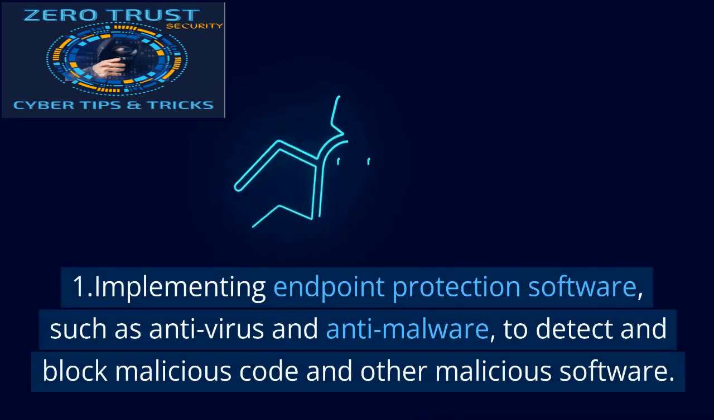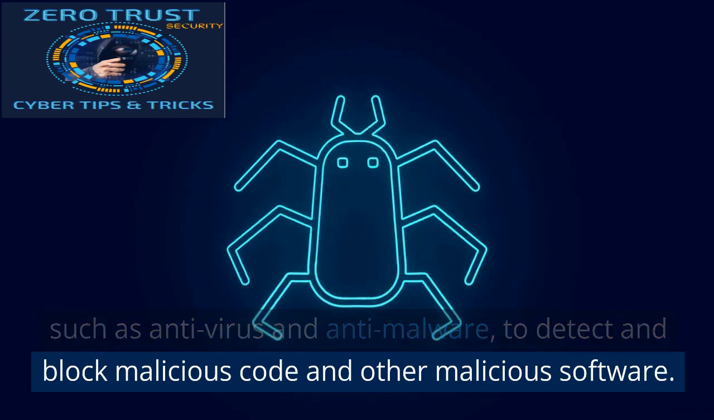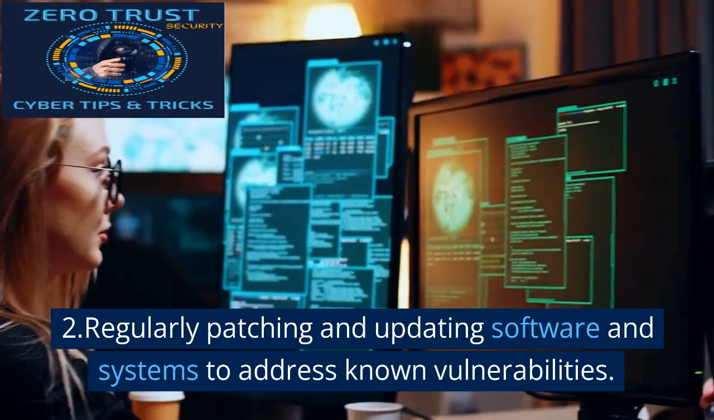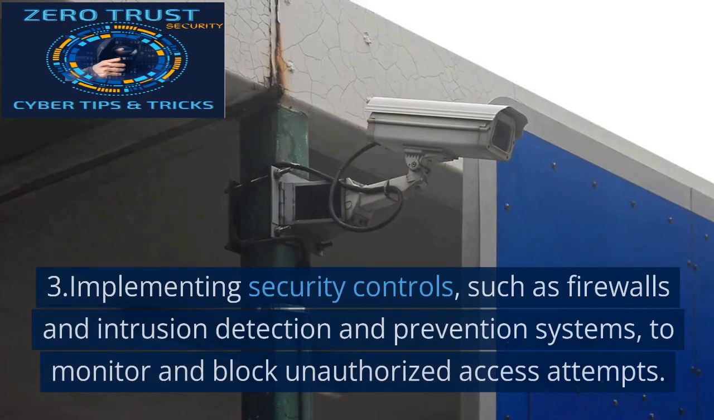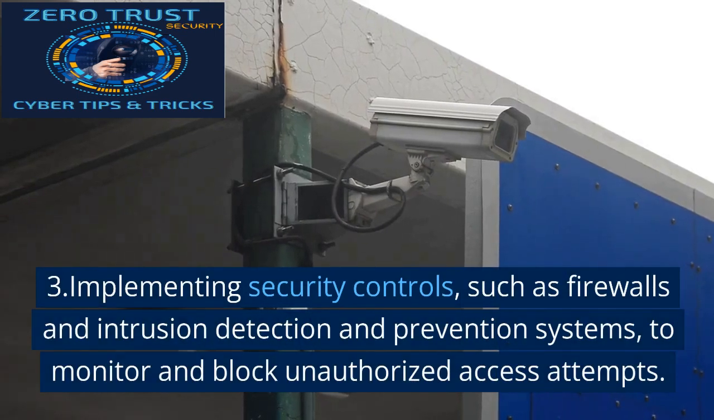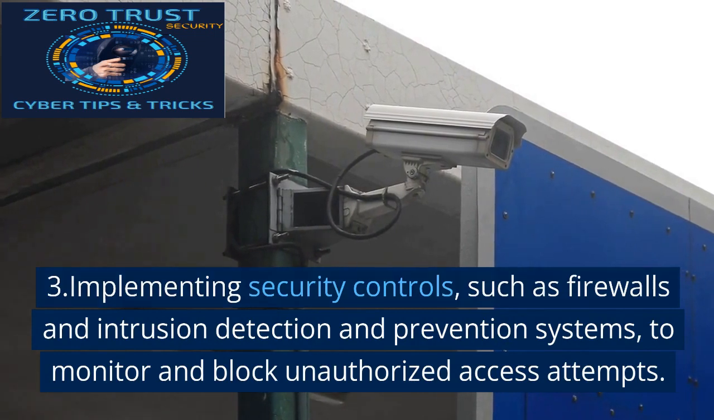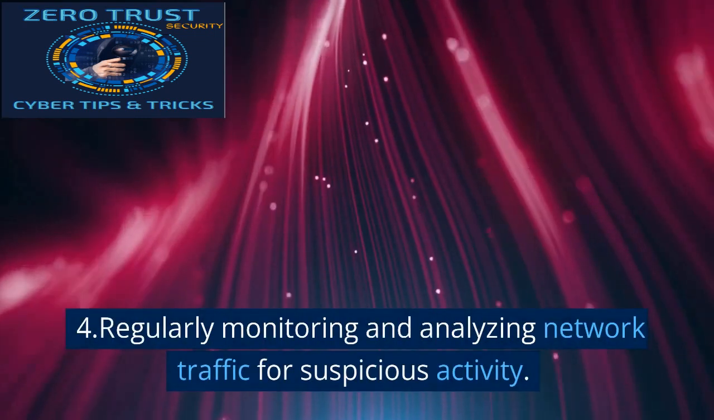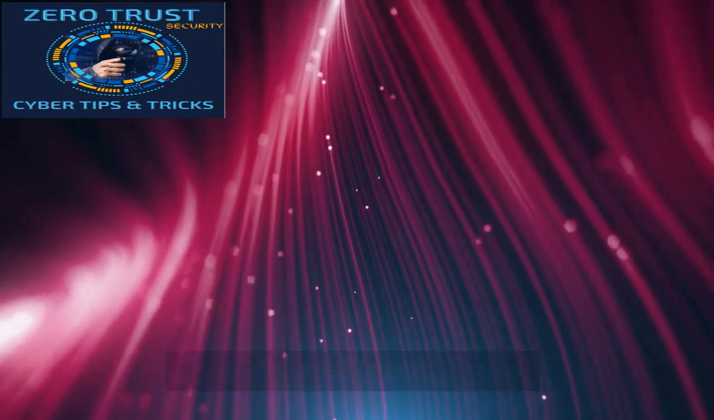1. Implementing endpoint protection software, such as antivirus and anti-malware, to detect and block malicious code and other malicious software. 2. Regularly patching and updating software and systems to address known vulnerabilities. 3. Implementing security controls, such as firewalls and intrusion detection and prevention systems, to monitor and block unauthorized access attempts. 4. Regularly monitoring and analyzing network traffic for suspicious activity.